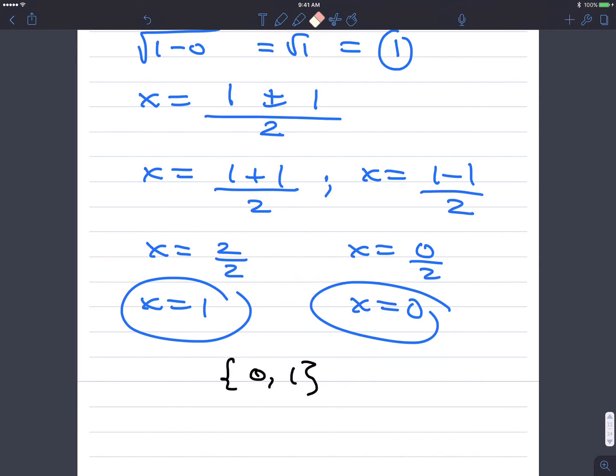It's funny, my zeros look weird. Almost like the empty set. Okay. You get 0, 1 as a solution set.